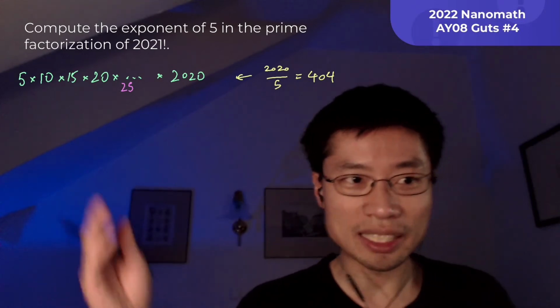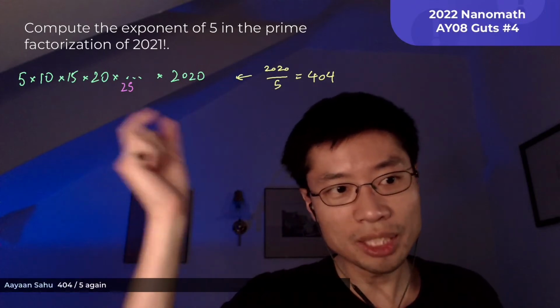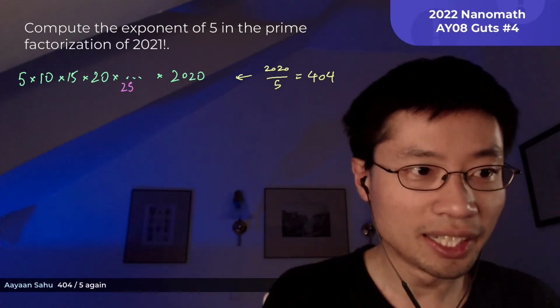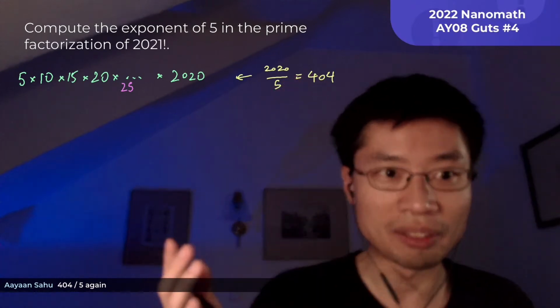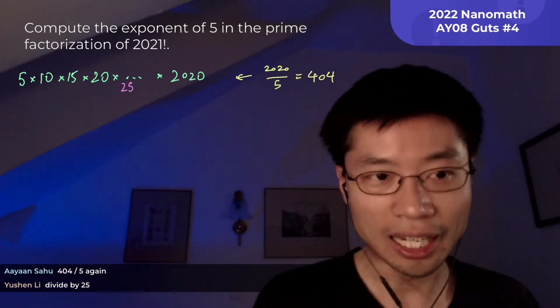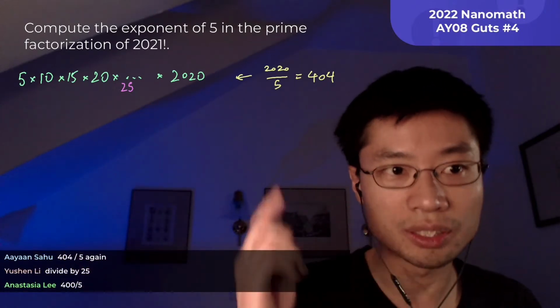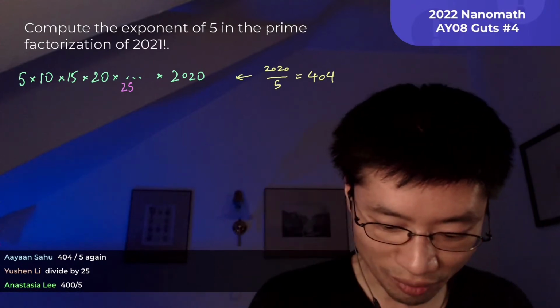Well, the issue is that sometimes these numbers appear more than once. So what you do next is you go and see, well, how many 25s are there? And indeed, Ayan, thank you very much for saying that. The shortcut is just to take the 404 divided by 5 again, because every 5th one of these has an extra. And another way to do it, Yushan, is right. You could divide 2020 by 25, but that takes longer. Let's just divide 404 by 5.